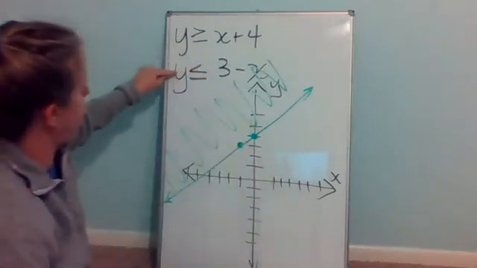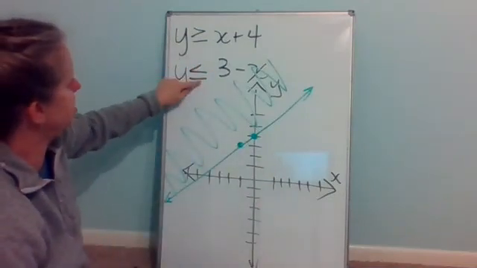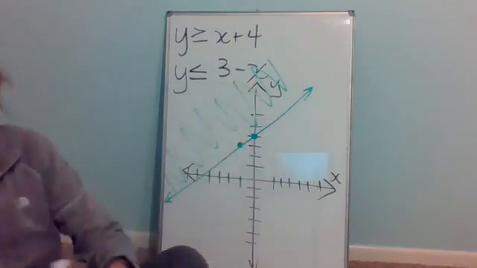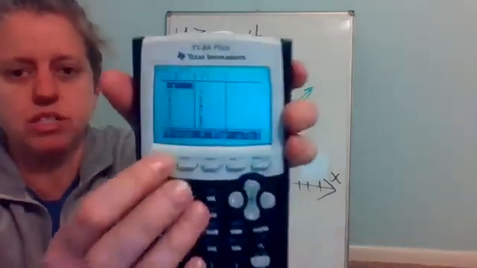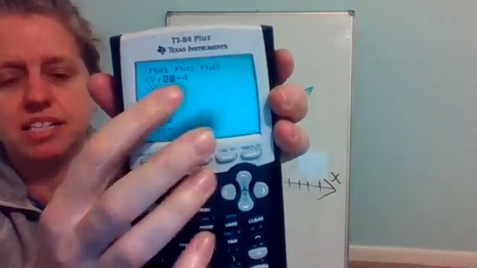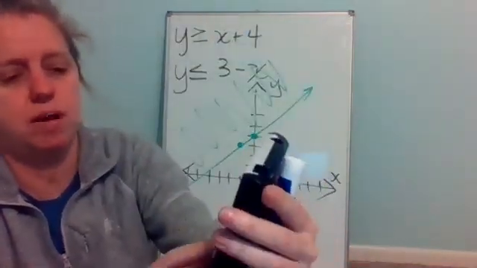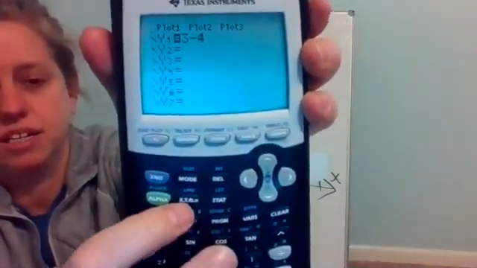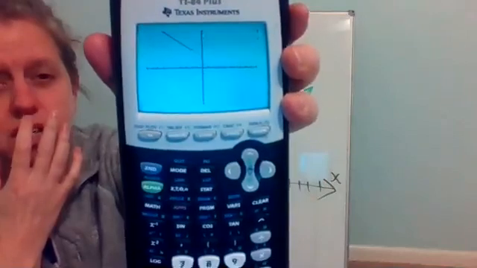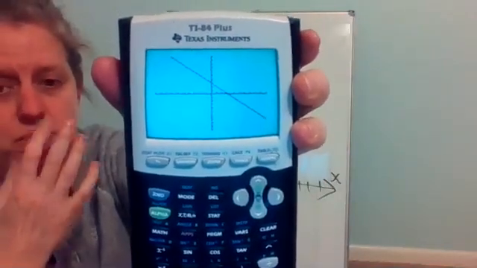Now, the second line, y is less than or equal to 3 minus x. So now, go back to your y equals. Change this to 3 minus x. So 3 minus, this is your x button. All right, let's graph that and see what it looks like. So it's going to be going the other way.